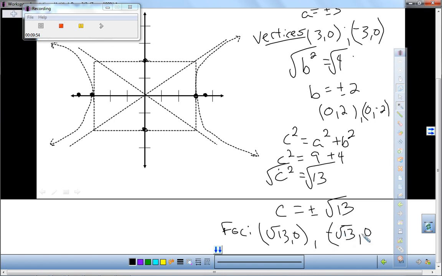Okay, the only other thing we have to do is come up with the equation of these lines, which we'll do in the next video.